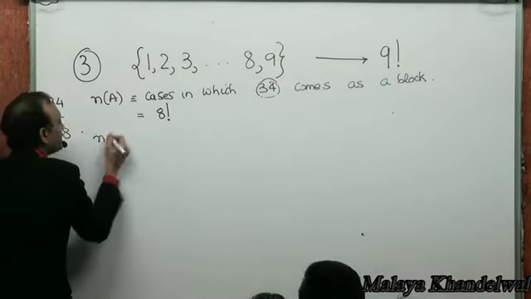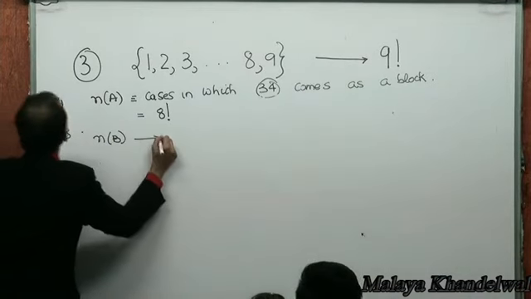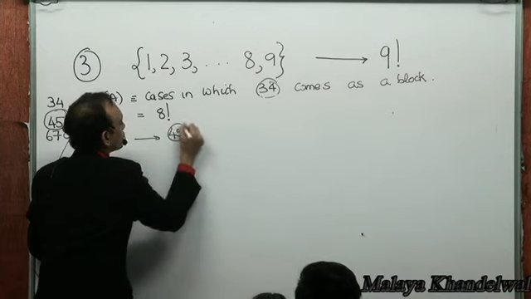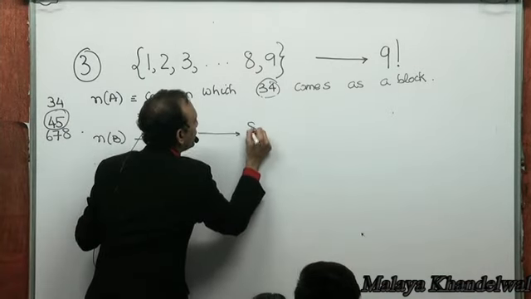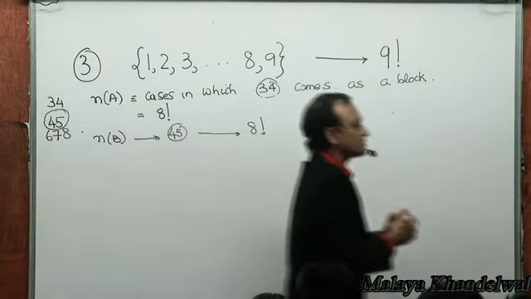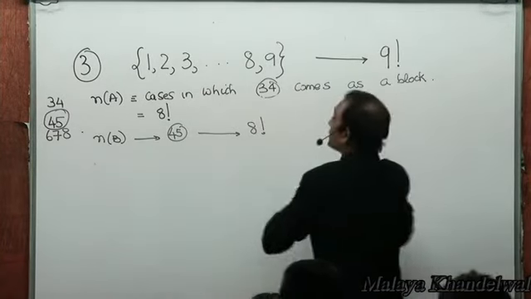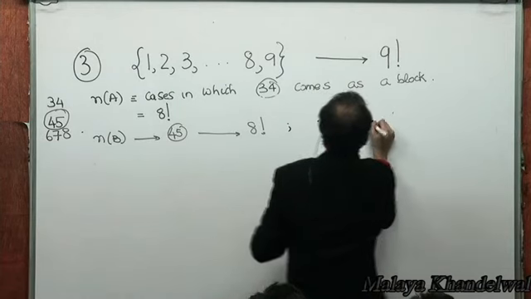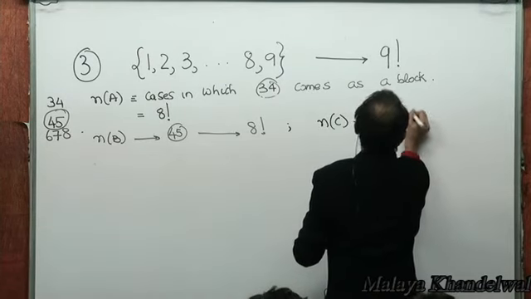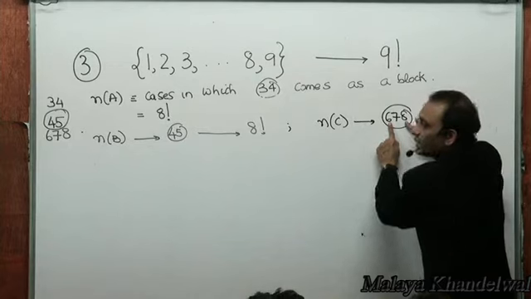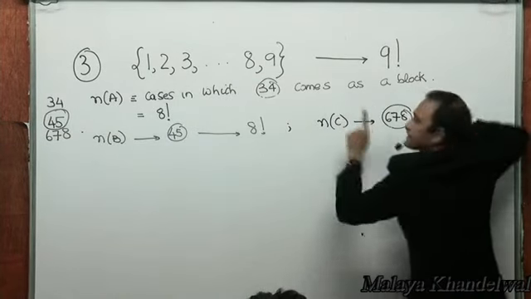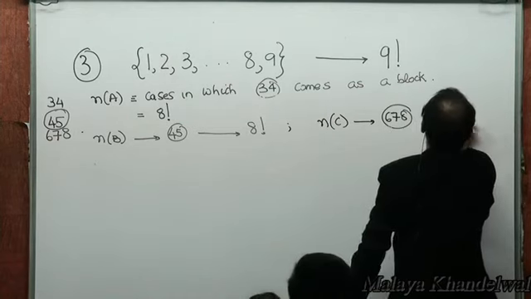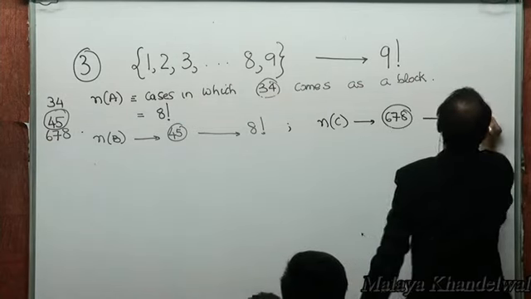NB is cases in which 4, 5 comes as a block. 4, 5 comes as a block in 8 factorial ways. Cases in which NC means cases in which 6, 7, 8 comes as a block. So these 6 entities and 1 entity, 7 entities. So that happens in 7 factorial ways.